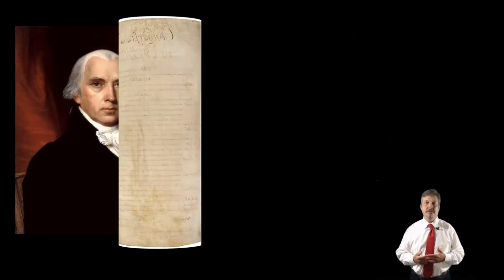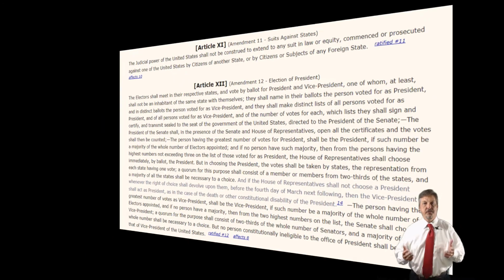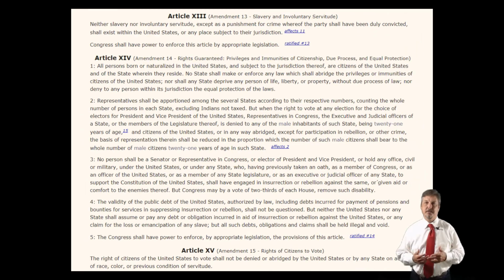As of today, there are a total of 27 amendments to the Constitution. After the Bill of Rights, the 11th Amendment, ratified in 1795, relates to sovereign immunity. The 12th Amendment, ratified in 1804, relates to presidential election procedures. The 13th, 14th, and 15th Amendments, ratified in 1865, 1868, and 1870, are the post-Civil War amendments.